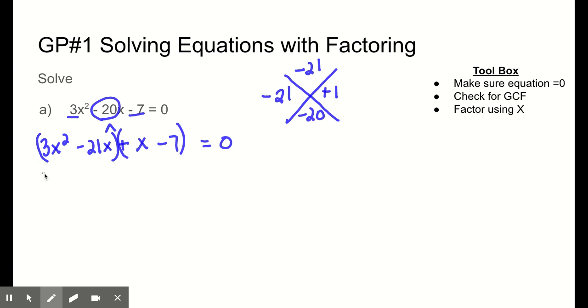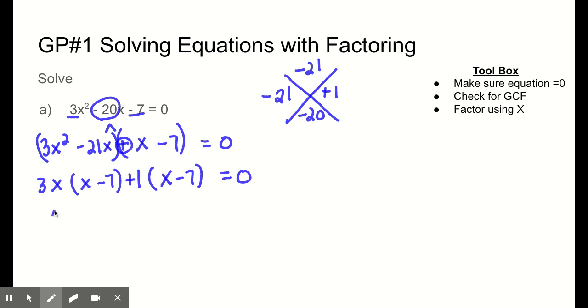Take out the GCF of the first group. 3x and 21x are both divisible by 3x. When we divide that out, that leaves us with x minus 7. For the second group, we have x minus 7. X and 7 have no common factors, so we're going to take out that positive 1, and we're still left with x minus 7. And again, remember at this point, you have to make sure that your parentheses match. Otherwise, it hasn't been factored correctly.